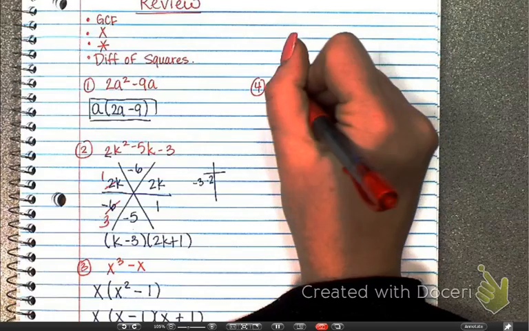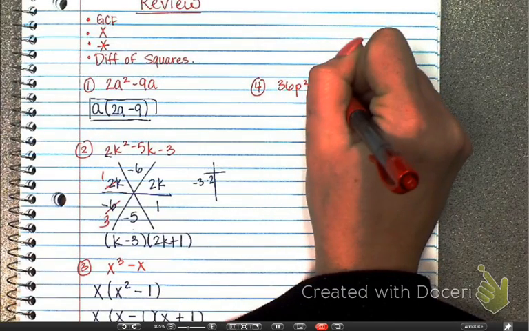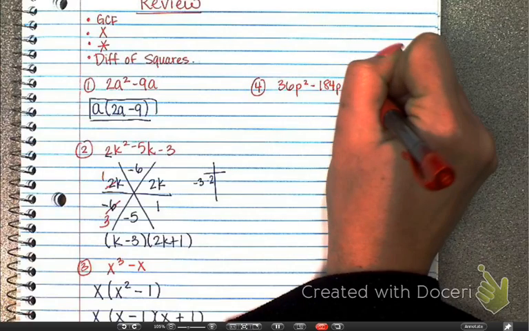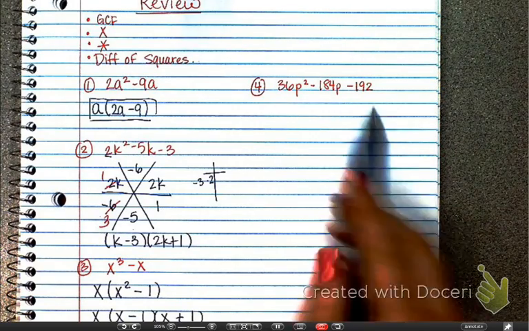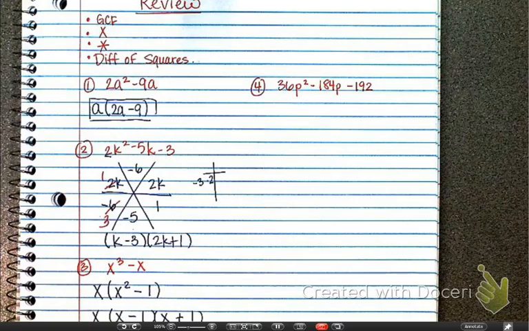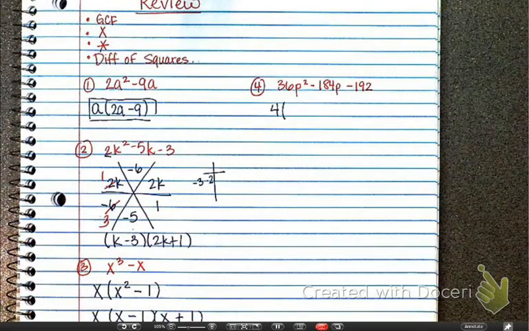Number 4, 36p squared minus 184p minus 192. All right, we are looking for a GCF. I can guarantee there's probably one in there. Think about factors of 36. So you have 36, you should check to see if that works. You have 12, you have 9. But in this case, my GCF is going to be 4. That is the largest number that I can pull out.